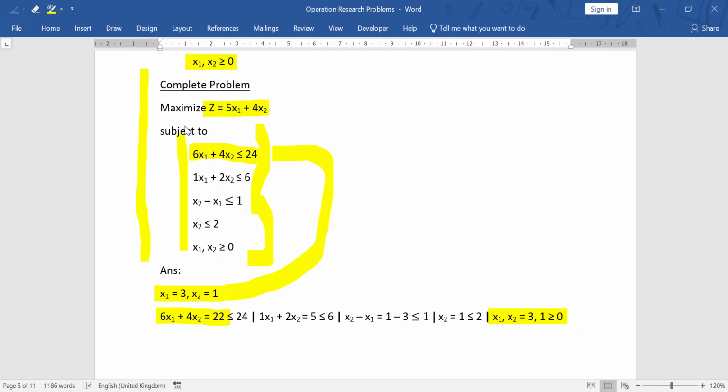In the next video, we'll see the graphical solution to the problem, how to construct the graph, compute the feasible solution space, and finally compute the actual solution for x1 and x2. That is, how many tons of interior and exterior paints we need to produce so that we maximize the total daily profit. Thank you for this video.